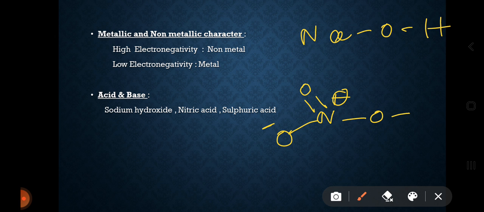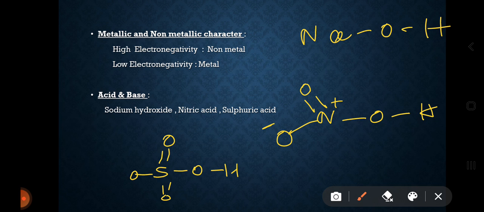and one H. This is nitric acid. Now let us write sulfuric acid. How will you write sulfuric acid? S double bond O, double bond O, O H, O H. Okay, this is sulfuric acid.